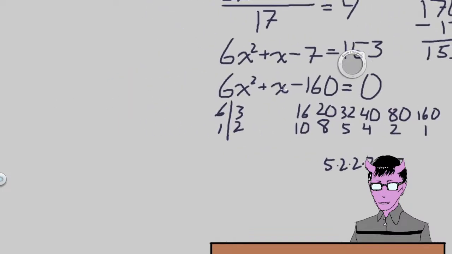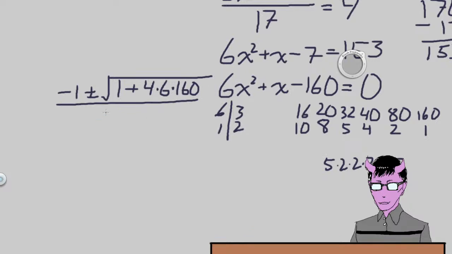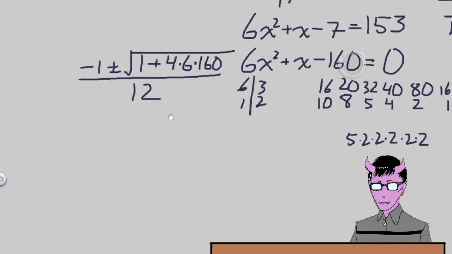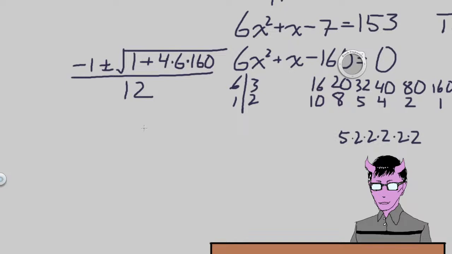the quadratic equation. So negative b, negative 1 plus or minus the square, oh, I'm sorry, negative 1 plus or minus the square root of b squared minus 4ac. So minus minus is plus. 4 times 6 times 160. Ooh, this is really bad. All over 2a, which is 12. Okay, well, what is that nonsense, right? So we have 1 plus... Ooh, that's really bad. That is really, really bad.